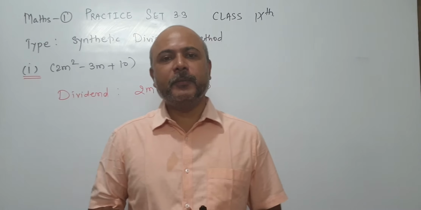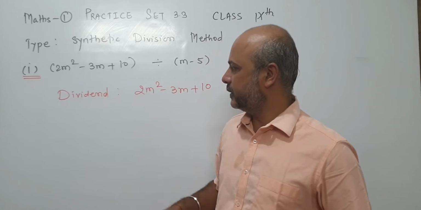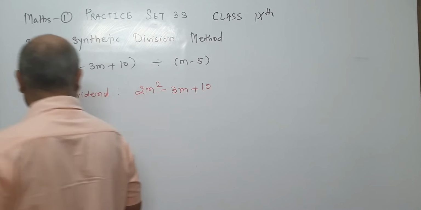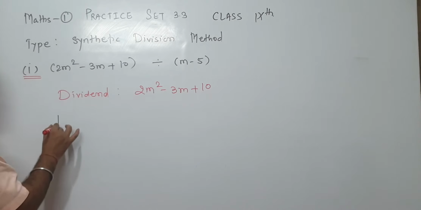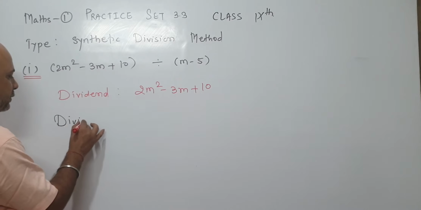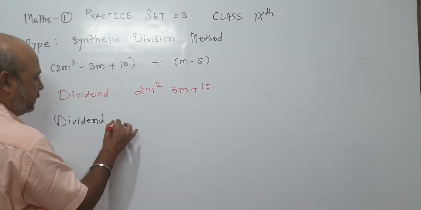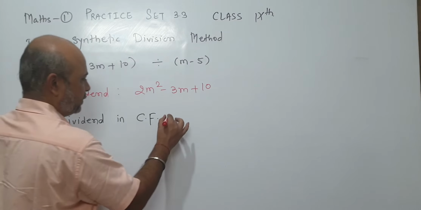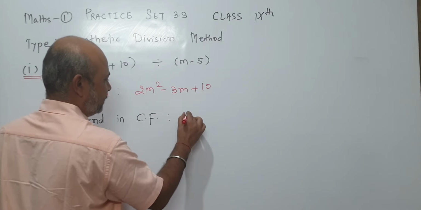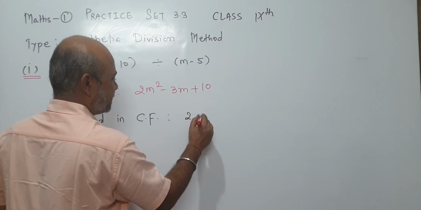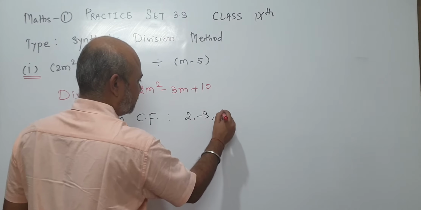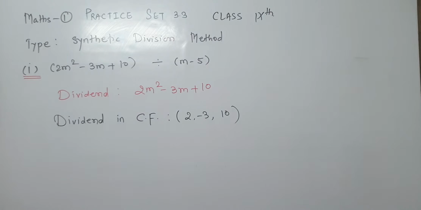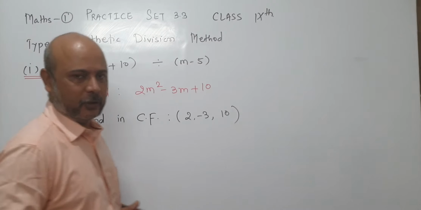While solving division of polynomial by synthetic division method, you have to write dividend in coefficient form. So then you will write what? Dividend in coefficient form, CF, that is coefficient form. So how will you write, student? This will be 2, minus 3 and plus 10. So this is dividend in coefficient form.